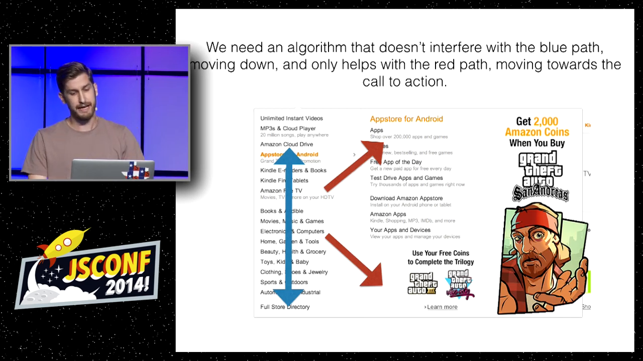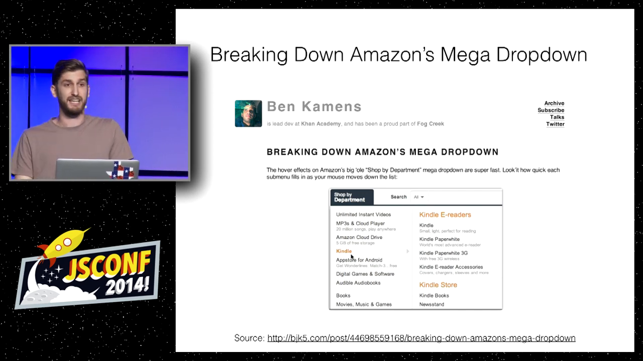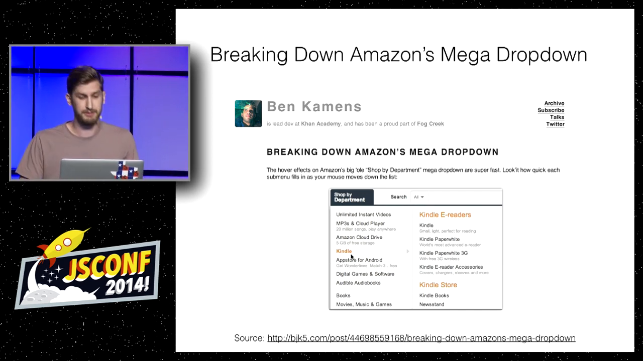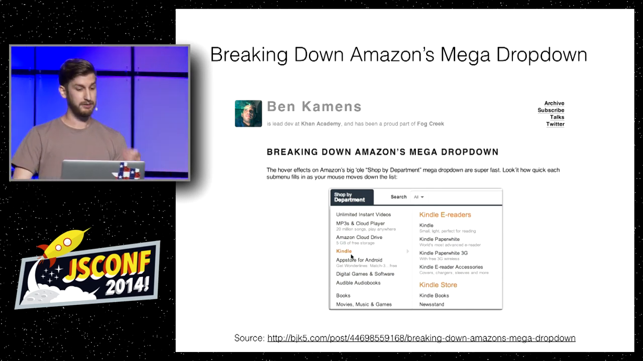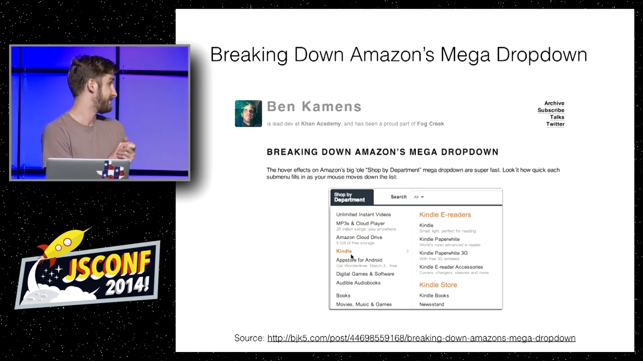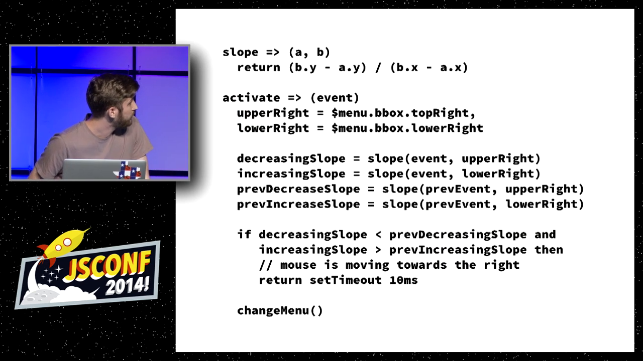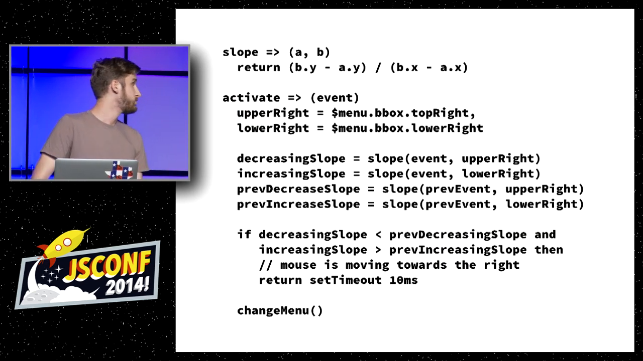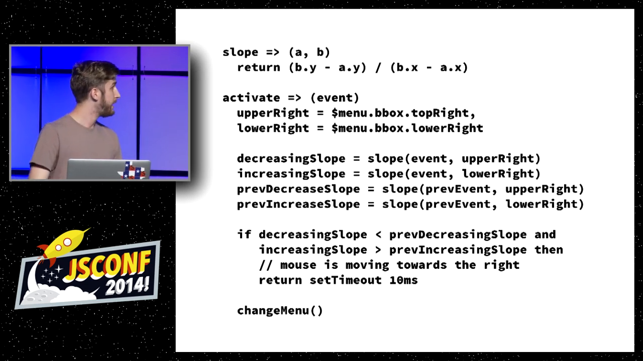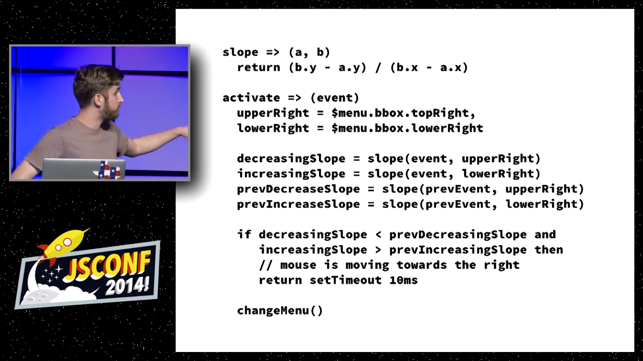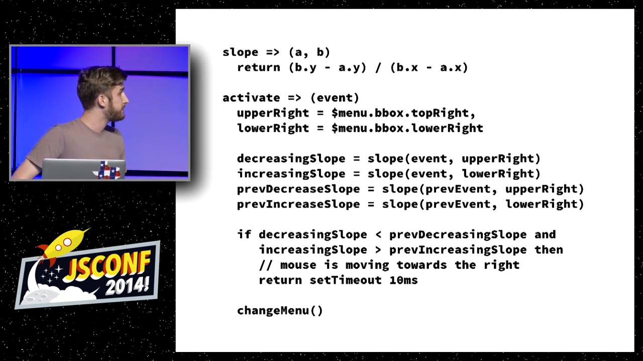Luckily, last year, Ben Kamens from the Khan Academy wrote a blog post called Breaking Down Amazon's Mega Dropdown, which I highly recommend people checking out. He outlines the same exact problems that I just showed you, and then also outlines Amazon's really nice solution. The algorithm to achieve this would look something like this. We start off with our slope function. We all know slope from grade school, that's rise over run. Then in the actual mouse event, we calculate the upper right and the lower right bounds of the box. And then we start tracking the slope.